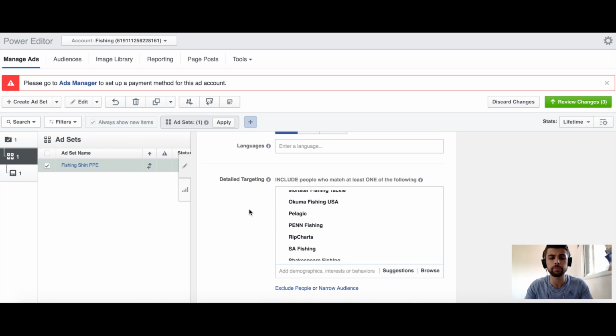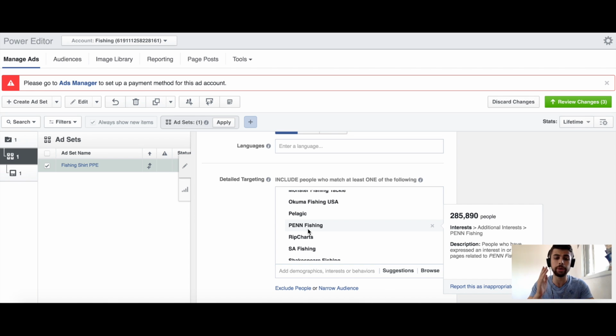Think about it this way. We're targeting people that like any one of these interests. So it's enough for me to just like a picture that Penn Fishing published sometime, and that's it, I'm one of those 285,000 people. Now if we're selling something related to fishing, we don't just want people that are remotely related to these interests. We want the passionate people, the people that go out a few times a week to fish, the people that buy fishing clothing, the people that buy fishing rods. We want the passionate buyers, the people that dream about fishing.